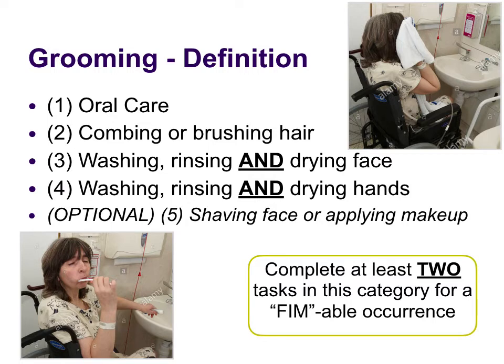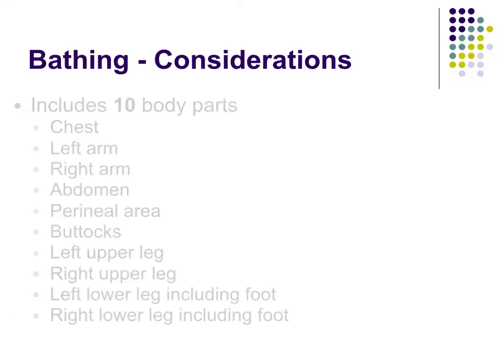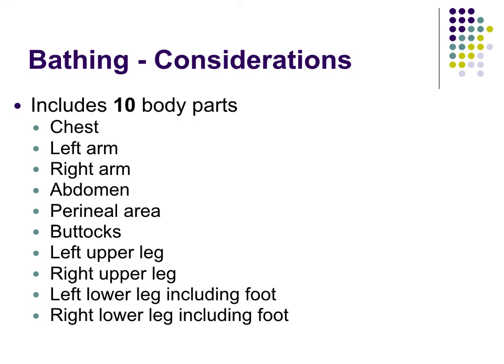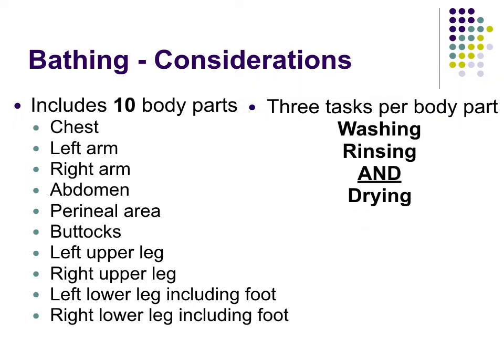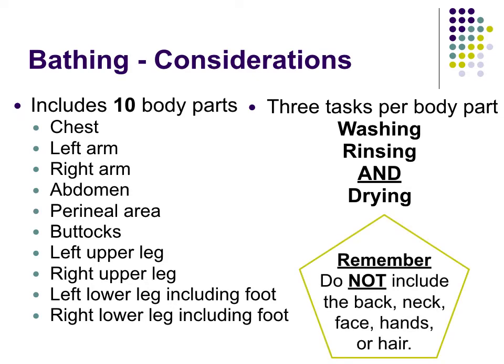Bathing includes washing, rinsing, and drying the body. The following 10 parts are all the pieces that are included: the chest, left arm, right arm, abdomen, perineal area, buttocks, left upper leg, right upper leg, left lower leg, including foot, and right lower leg, including foot. There are 3 tasks per body part: washing, rinsing, and drying, very similar to grooming. So be aware of that. If they're not able to dry that part or they're not able to rinse the part, then they don't get credit for that part. And remember not to include the back, neck, face, hands, or hair.